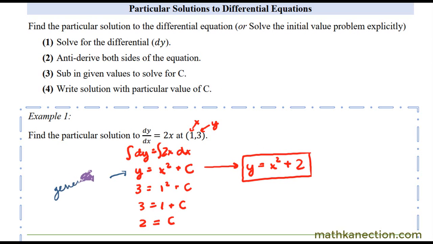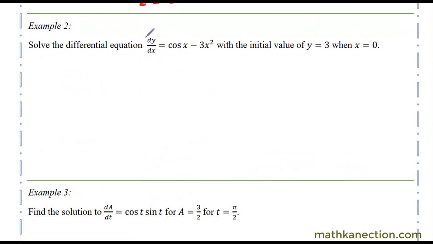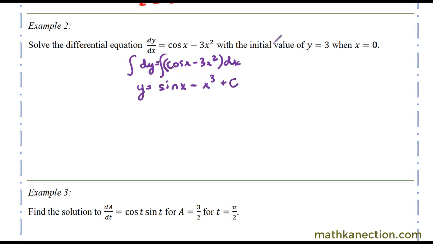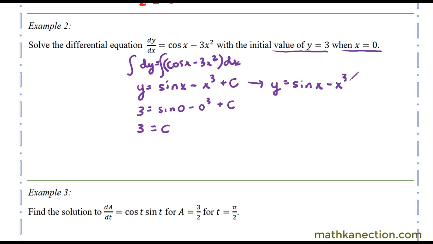So we have y is equal to x squared plus 2 is the particular solution. And y equals x squared plus c is that general solution, and y equals x squared plus 2 is the particular solution. Next example, we're going to solve the differential equation with the initial value. So getting the differential by itself, dy is equal to cosine of x minus 3x squared dx. Antideriving both sides, get y is equal to sine of x minus x cubed plus c. Using the initial value of y is equal to 3 and x is equal to 0, we get 3 is equal to sine of 0 minus 0 cubed plus c, so c is equal to 3. Then back to the general solution, replacing in the value of c to get the particular solution, so y is equal to sine of x minus x cubed plus 3 is the solution to the differential equation.